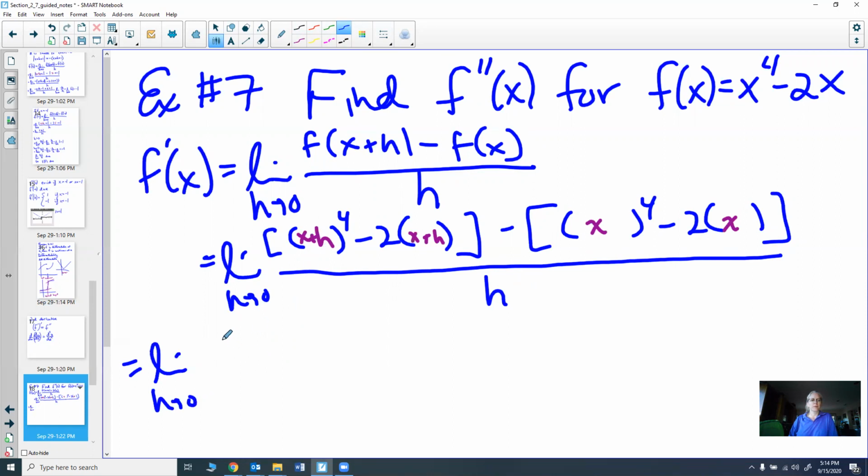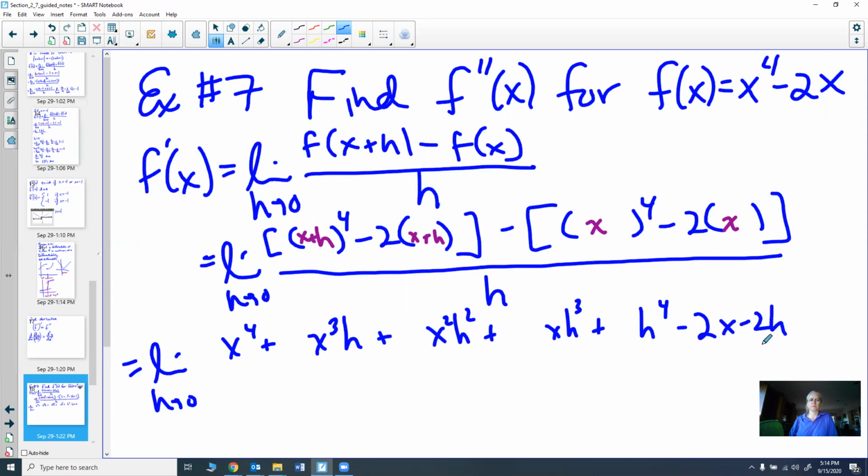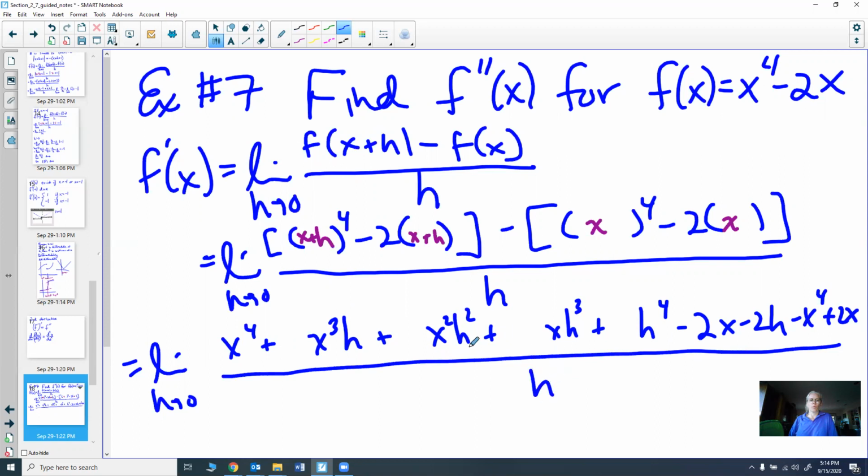So x plus h to the fourth would be x to the fourth plus something x cubed h plus something x squared h squared plus something x h cubed plus something h to the fourth. Then we have minus 2x minus 2h, then minus x to the fourth and plus 2x all over h. Using Pascal's triangle, we can fill in these somethings. This is 1, 4, 6, 4, 1.